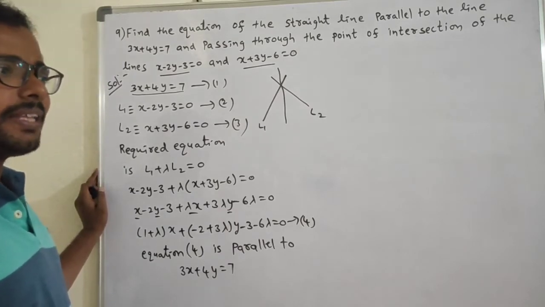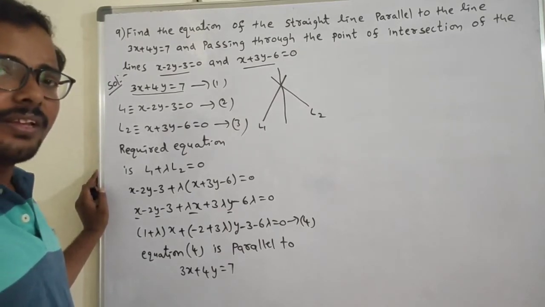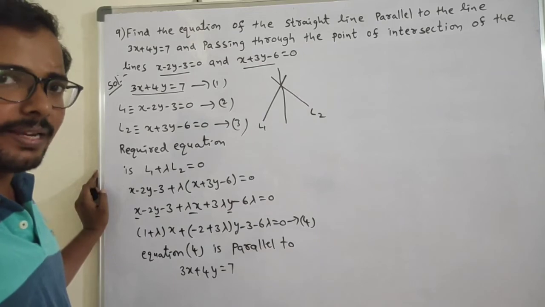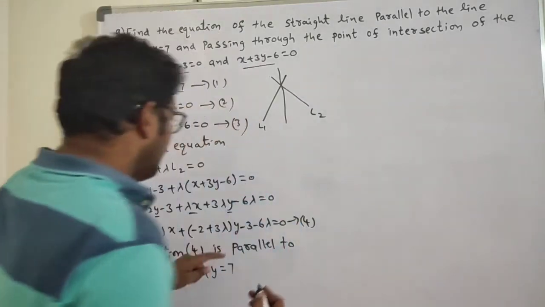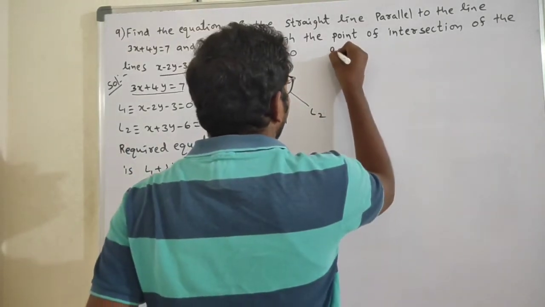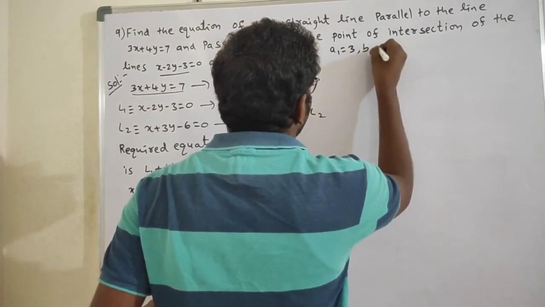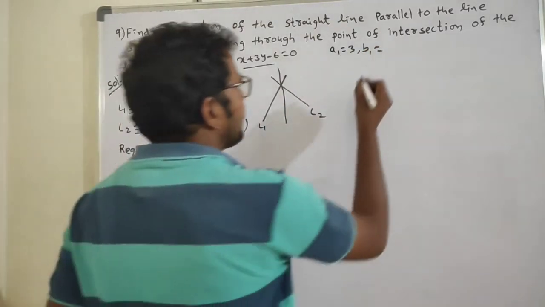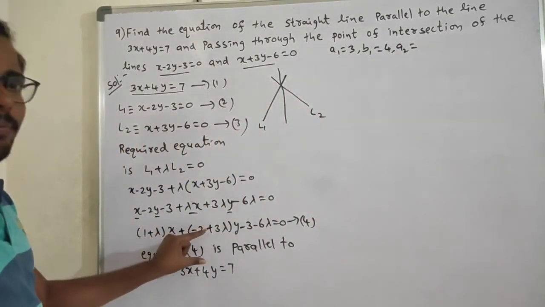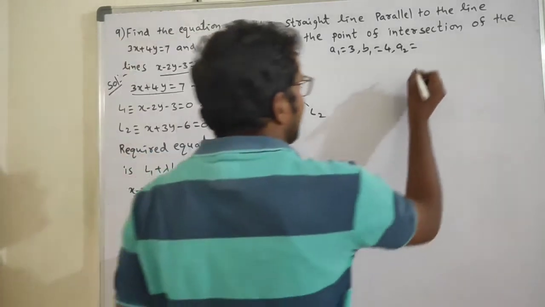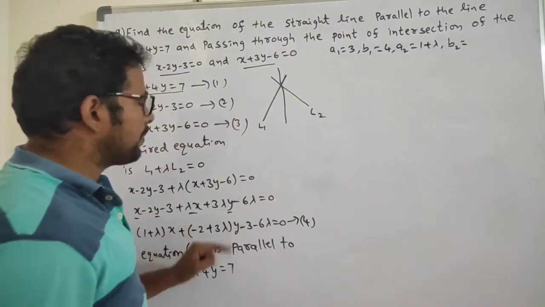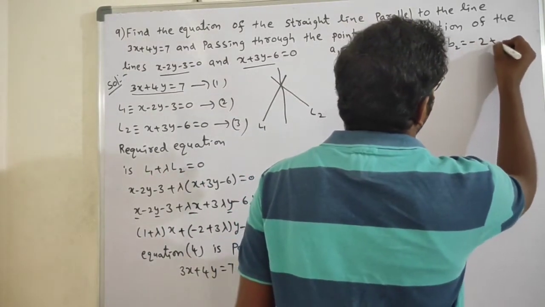We know already, if two lines are parallel, what is the condition? A1 by A2 equals B1 by B2. Therefore, what is A1? From the first equation, A1 is equal to 3, and B1 is the y coefficient, 4. A2 from the fourth equation is 1 plus lambda, and B2 is minus 2 plus 3 lambda.